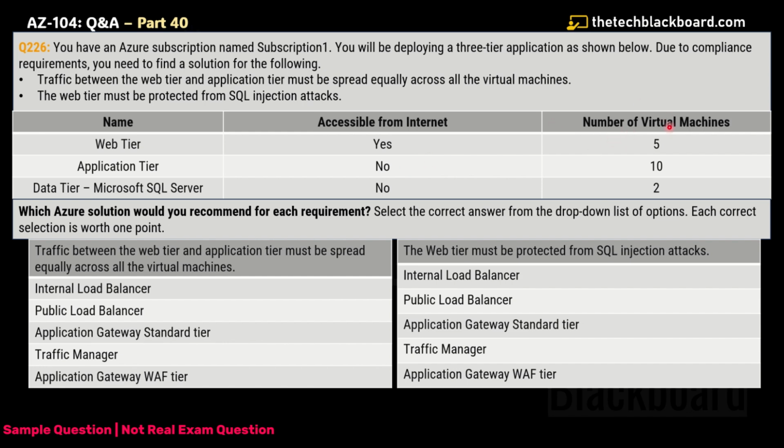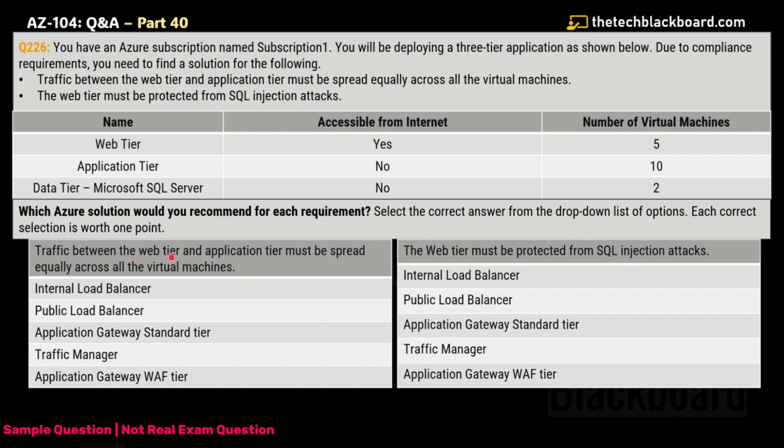Then what is the number of virtual machines given? For the web tier, we have 5 virtual machines. For the application tier, we have 10. And for the data tier, we have 2 virtual machines. Now the question is asking you, which Azure solution would you recommend for each requirement? Select the correct answer from the drop-down menus. Here we can see these 2 drop-down menus. Let's read the first one.